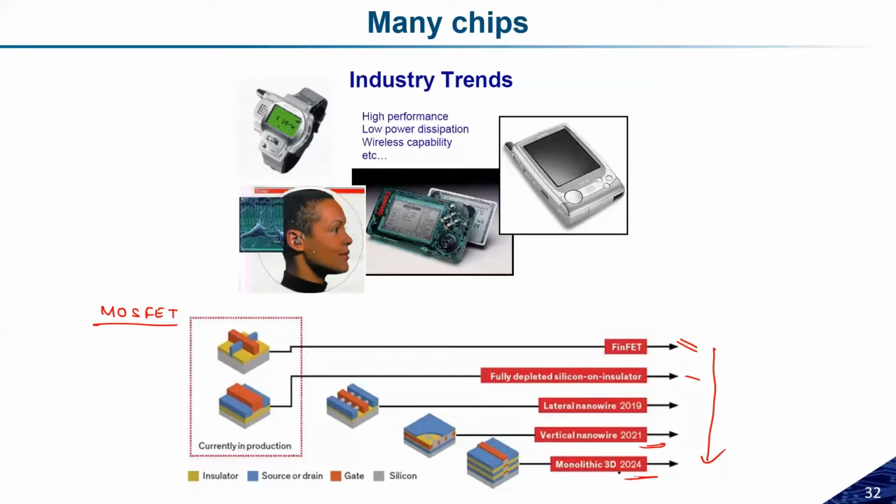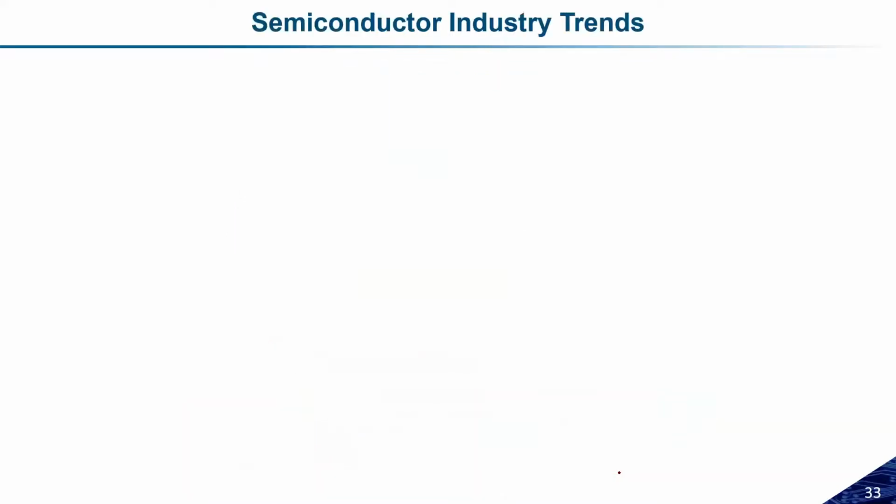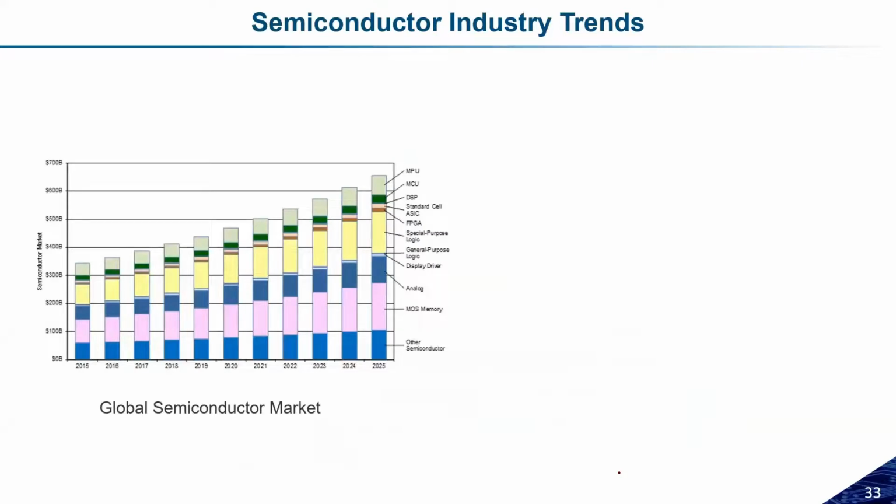Monolithic 3D IC could be the future, where you can stack a number of layers, so the size per unit area can be reduced further. These are the different technologies; we will discuss them later on. I will take two more slides and finish it off.